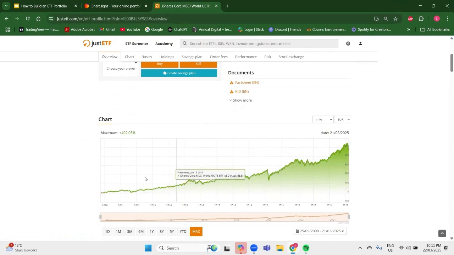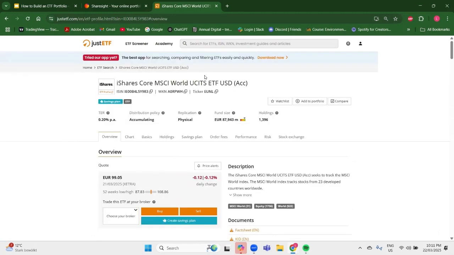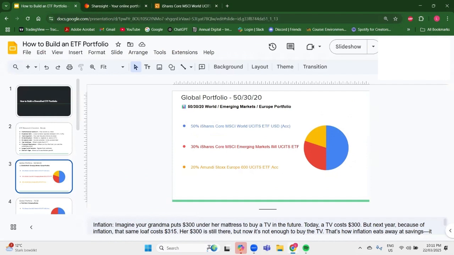If you had your money in there in 2010, you make a 500% gain, so that's really good. It's a physical replication, it's been around. I'm not gonna dwell on it. We know this one. So let's look at the other one.